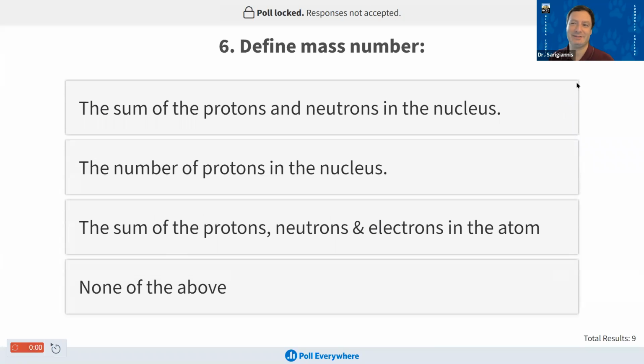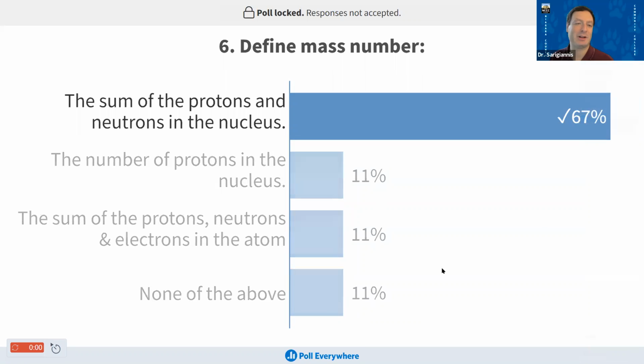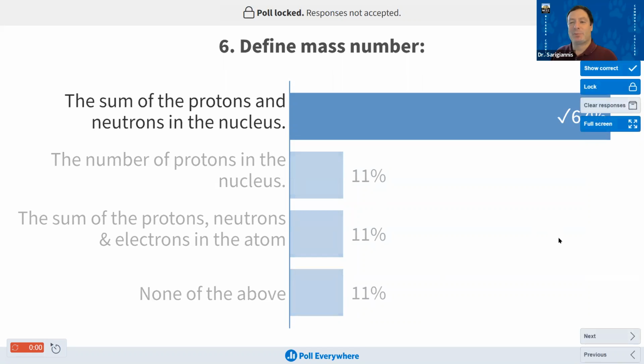All right, let's see what the responses were. Okay, so most of you guessed the sum of the protons and neutrons in the nucleus. Let's see, number of protons in the nucleus is not the mass. Let's go through this. Yeah, so sum of the protons and neutrons. Remember, the protons and neutrons have approximately the same mass. The mass number is something you'd report for an isotope. Electrons are not counted.